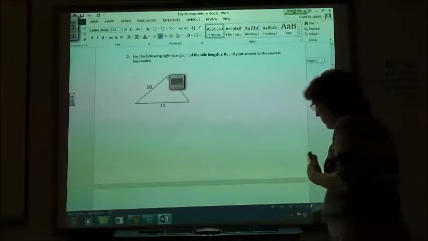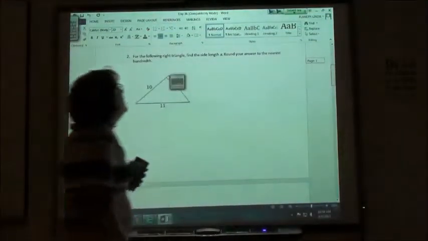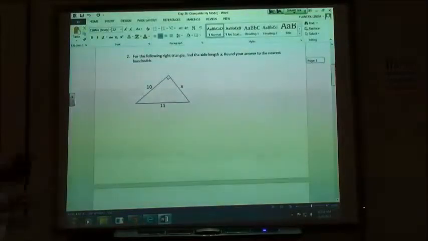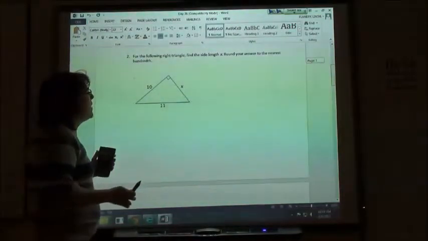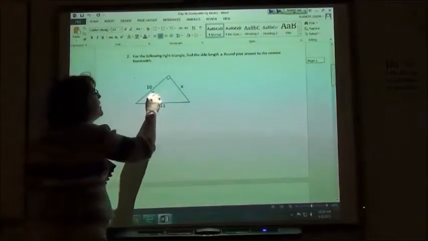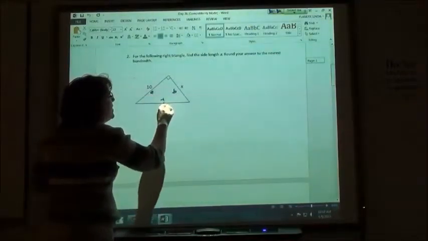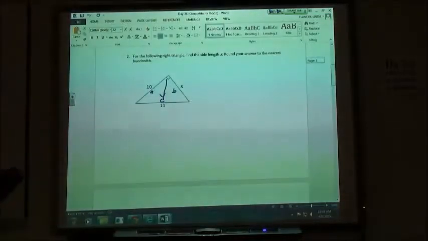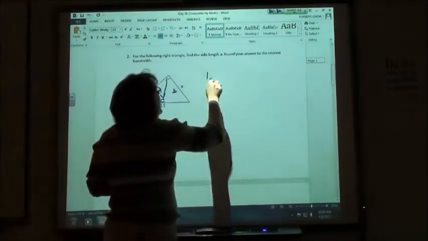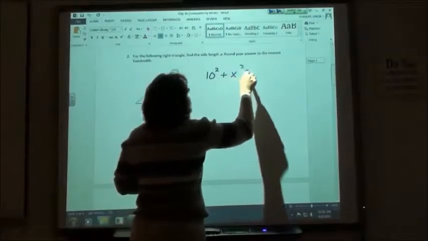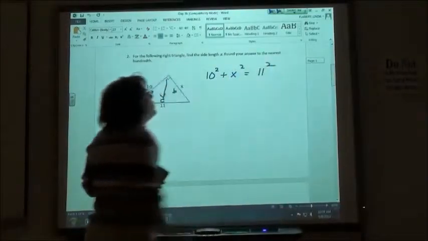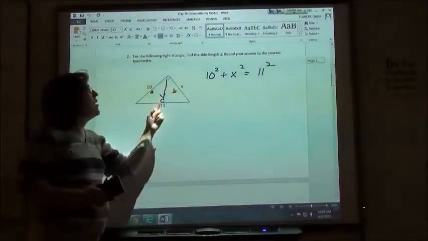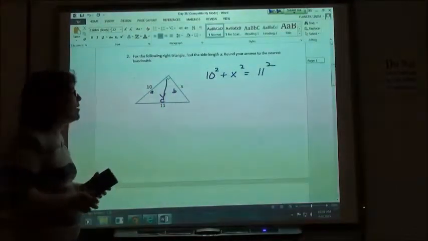The second one: for the following right triangle, find the length of the side x, rounding your answer to the nearest hundredth. Again, we want to make sure that the two short sides are A and B, and the long side is C. So this would be A, this would be B, this would be C. The long side is always opposite that right angle. So I would say that 10 squared plus x squared is going to equal 11 squared when I set up my formula. The sum of the two short sides squared is equal to the longer side squared.